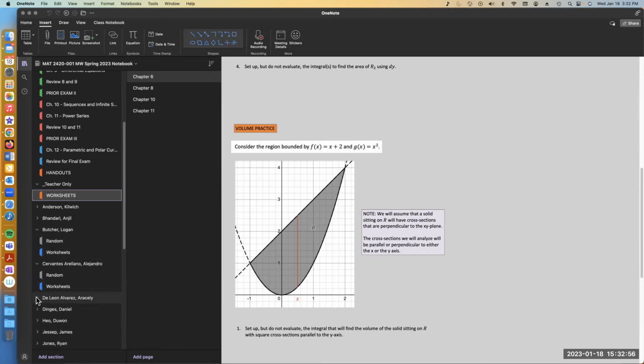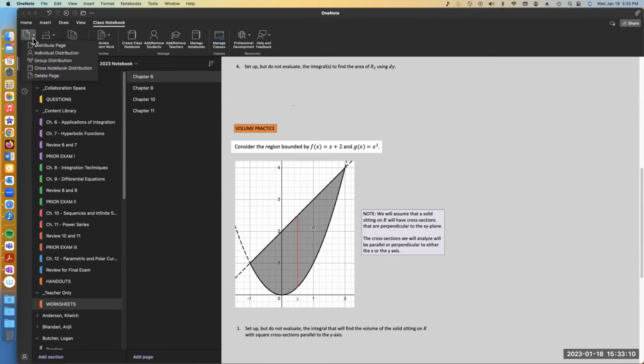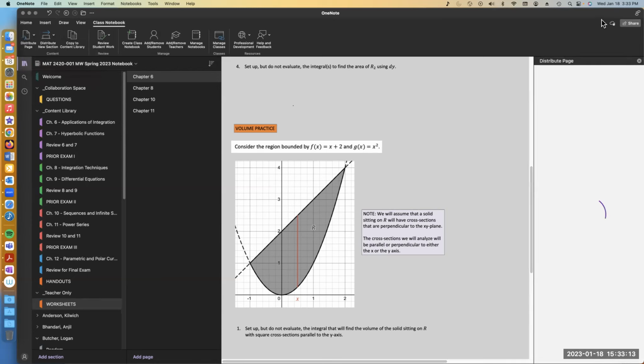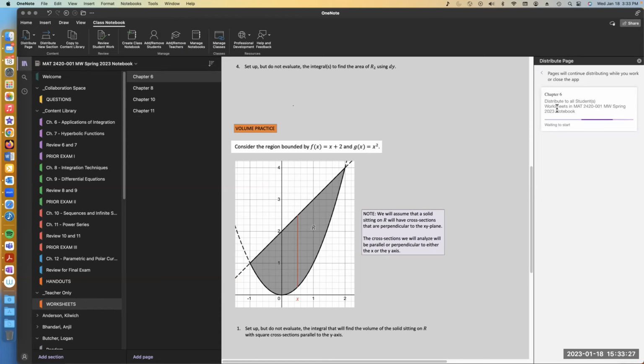All right. And let's go ahead and deploy. So I'm looking at this worksheet right now. I'm going to come up to class notebook. And if you have OneNote open now and you can see your space, I'm going to distribute this page. So I'm going to distribute that. And I should get an option over here. I'm going to send it to your worksheet folder. And I should then get an option to choose who to distribute to: all students. Waiting to start. Pages will continue distributing while you work. Okay, so it started. So it's now distributing to all of you.